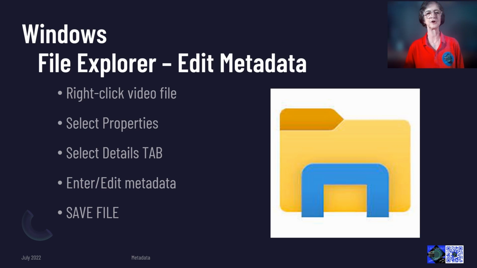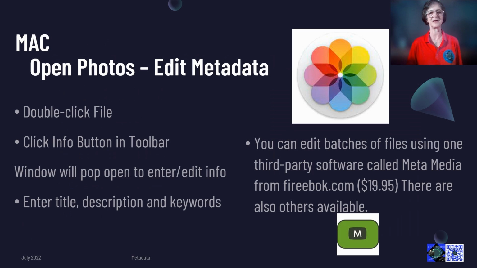So to take a closer look with Windows File Explorer, how you can edit metadata, you're going to right-click the video file. You're going to select Properties. When you've done that, the window that opens will have tabs across the top, and you want to select the one that says Details. And then you're going to enter or edit the metadata information. So you will have a title, a description, keywords, tags, any information that you want to input. When it all looks the way you would like it, save that file. It's as simple as that. Now you have made an edit to the metadata.